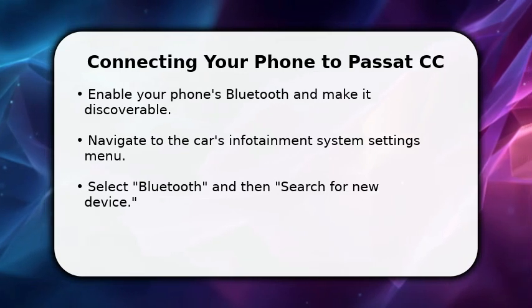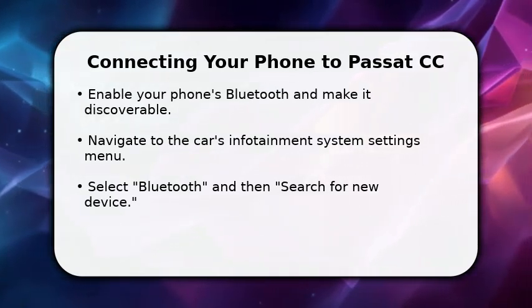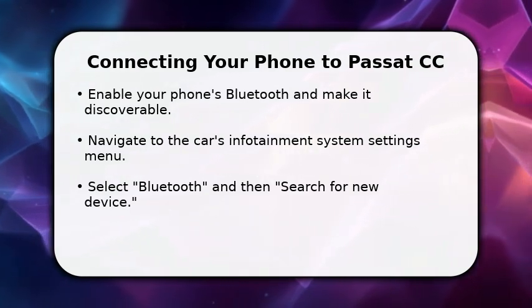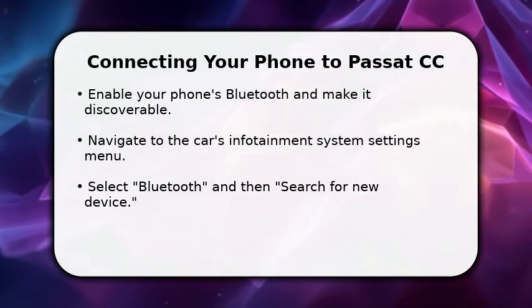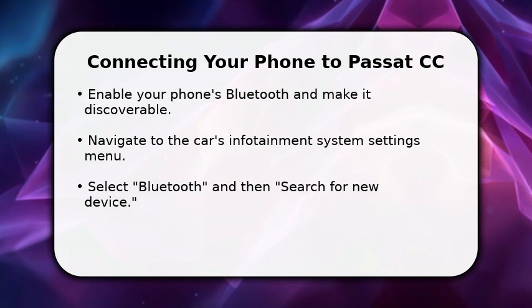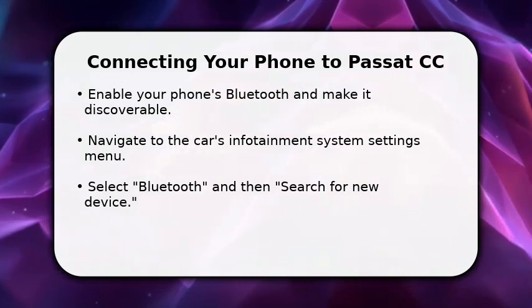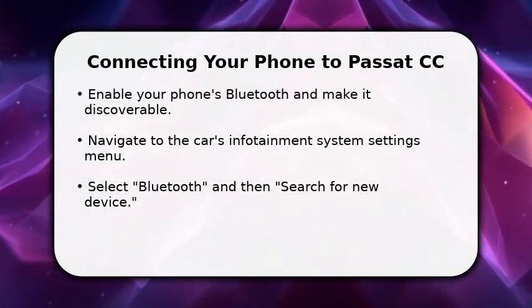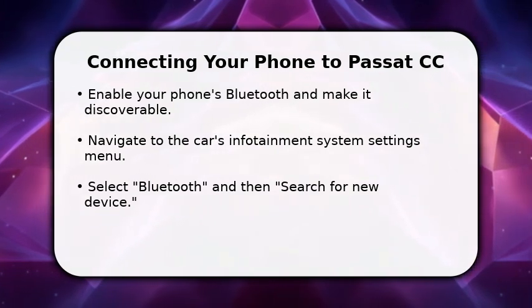In this video, I will show how to connect your phone to a Passat CC. First, ensure your phone's Bluetooth is on and discoverable. Next, access your car's infotainment system. Go to the Bluetooth menu and select Search for New Device. Once your phone appears, select it and confirm the pairing code displayed on both screens. This establishes a secure wireless connection for calls and audio.